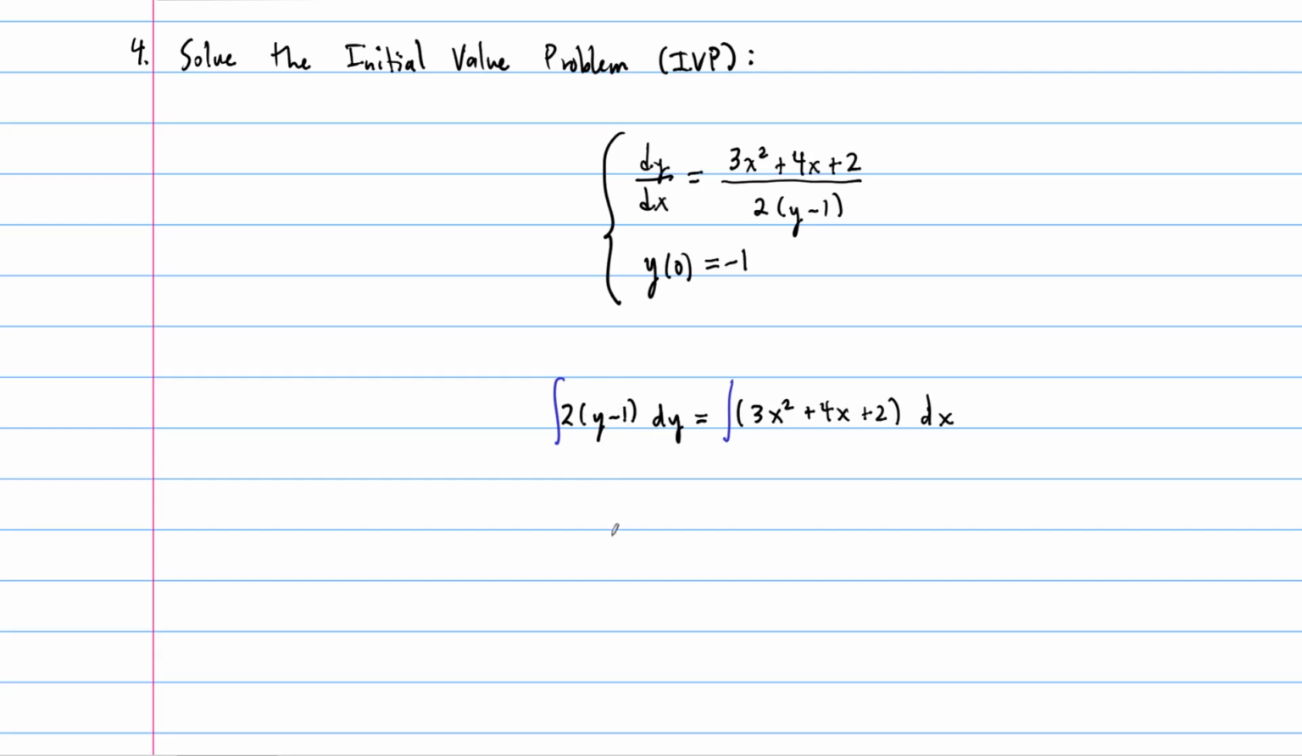Yeah, so this one's going to end up being 2, this one's going to be what? 1y squared, right? So, sorry. This one's going to be y squared minus 2y on this side. And on this side, it's going to be x cubed plus 2x squared plus 2x. And here's where our plus c comes in.